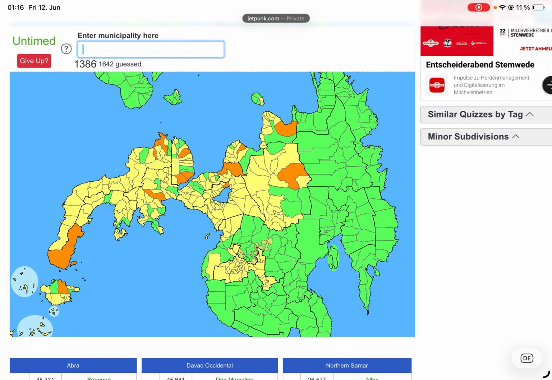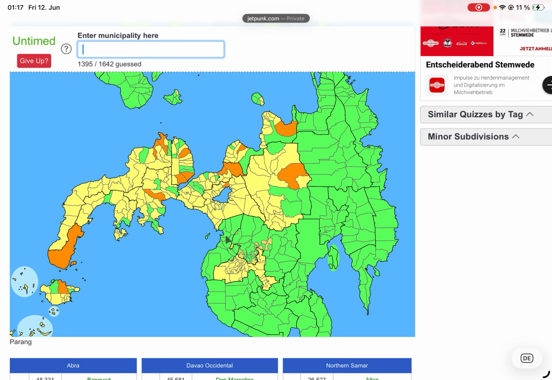You have Talitay, Kabuntalan, Northern Kabuntalan, Talayan. This should be Upi. And here in the north we have Sultan Mastura, Parang, Buldon, Barira, and Matanog. Oh, actually, I'm close to not having any battery left, so let's charge up.